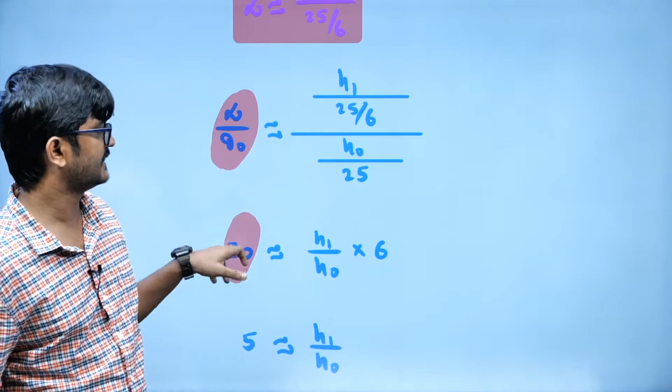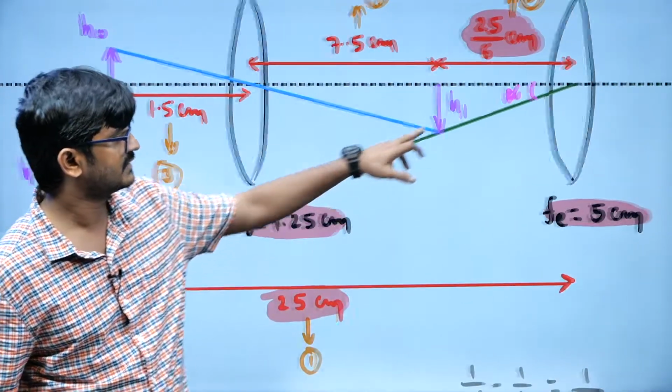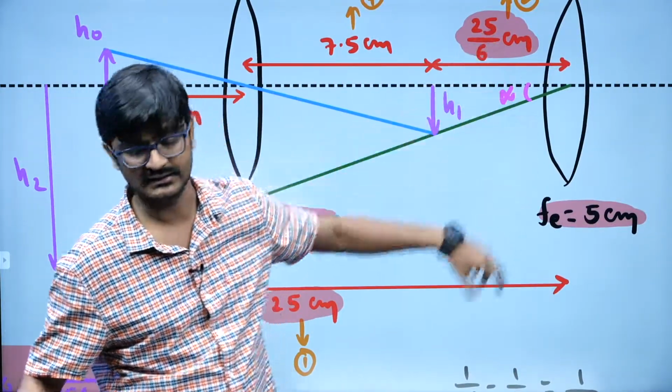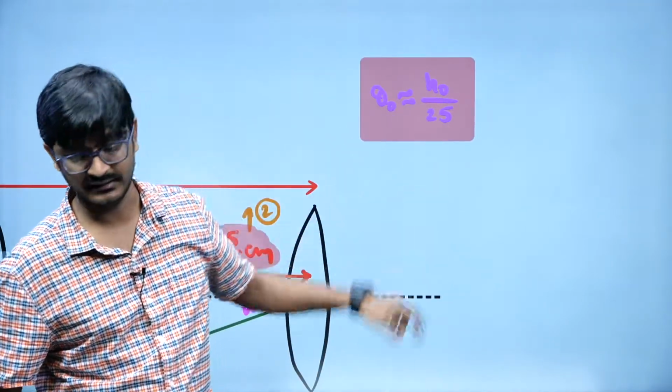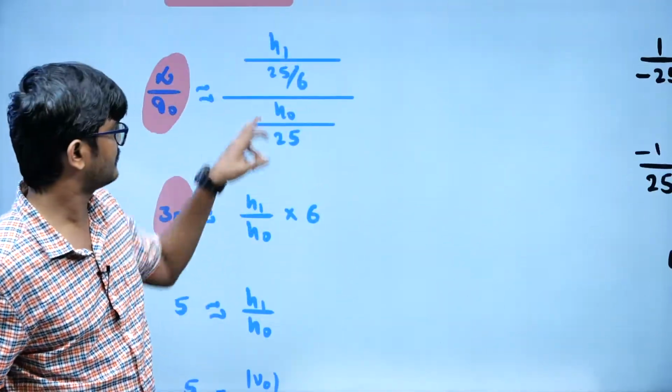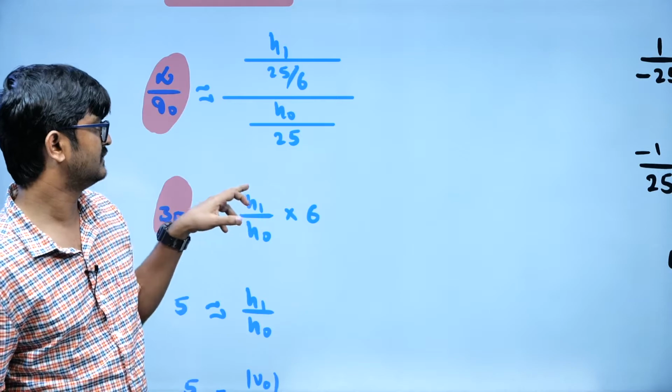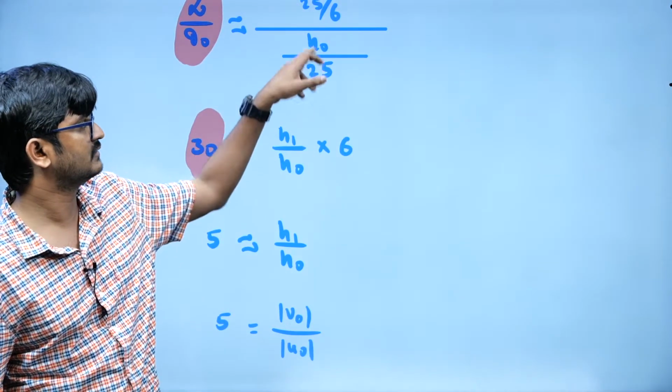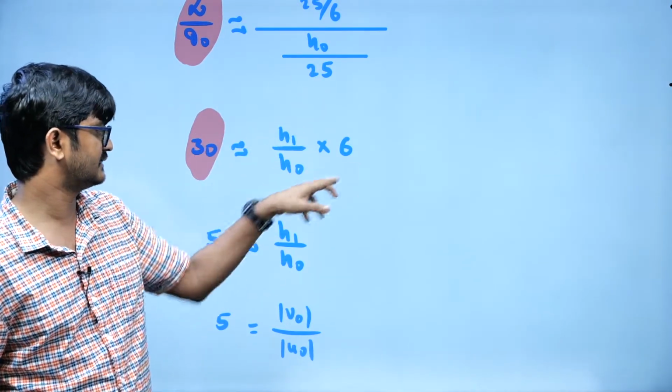Alpha by theta naught is 30. Now let me see what is alpha and theta naught. Alpha is h1 by 25 by 6. Theta naught is h0 by 25. So h1 by 25 by 6 by h0 by 25 is given as 30 in the question. So when I do it, I will be getting h1 by h0 is 5.